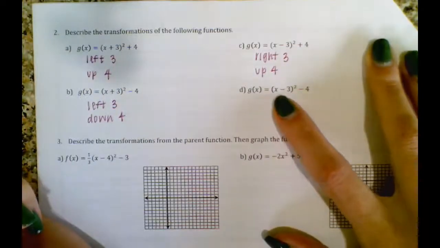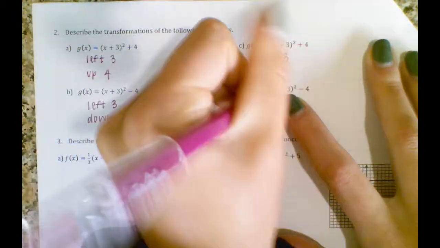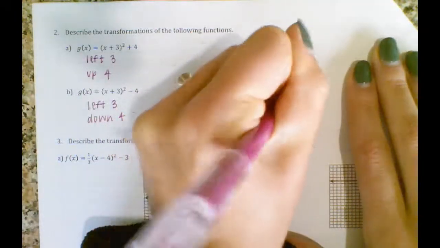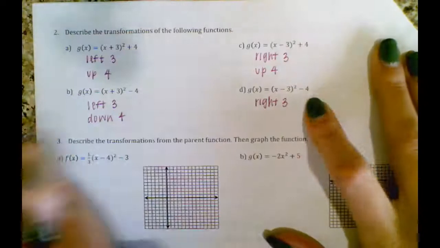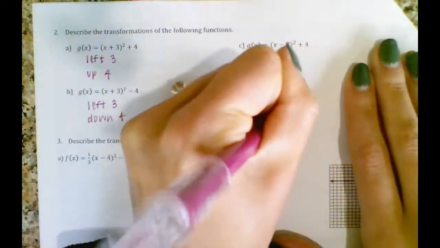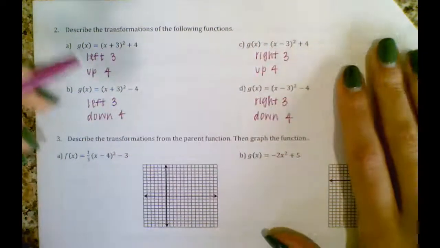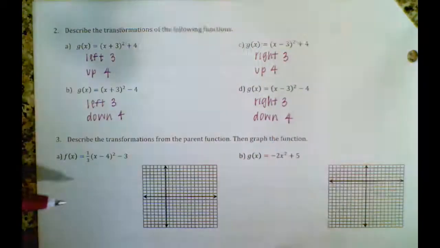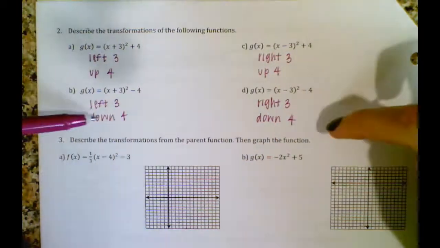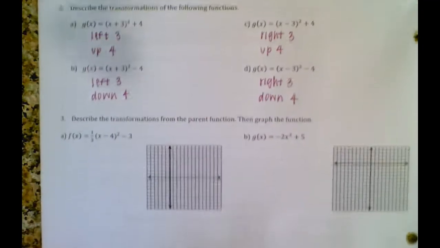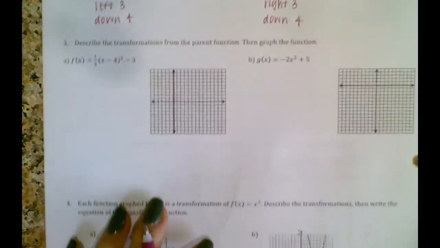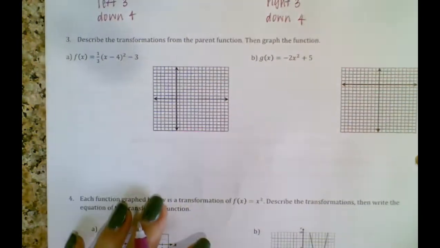All right, again, we have x minus the value inside the parentheses, so that's to the right by that value, which is 3, and this means down 4. Okay, so you guys can kind of compare the difference between left and right and then the difference between up and down, what those transformations look like. All right, so number 3 says, describe the transformations from the parent function, then graph the function.